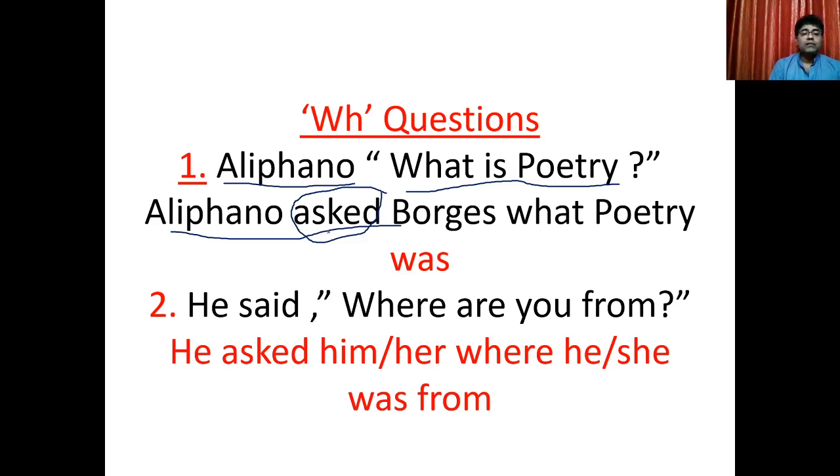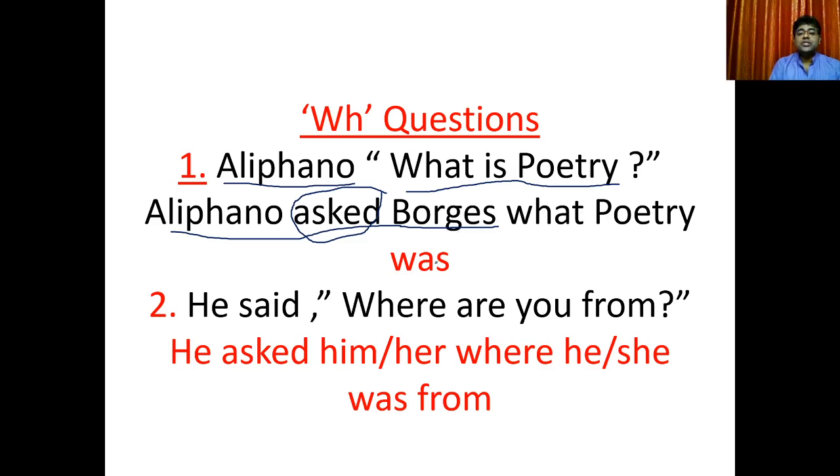So, Alifano asked. Whom did he ask? Borges. But it is not given here. This is very, very important, because when you report, the whole sense has to be reported and the reader should get it very clearly. So, Alifano asked Borges what poetry was.